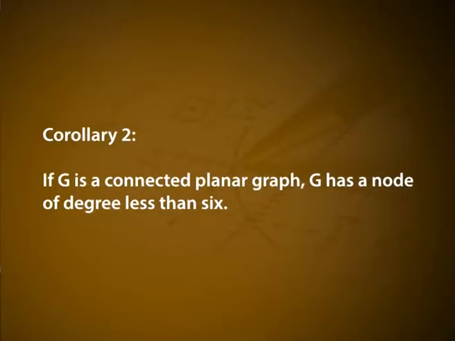If our graph G is not connected, the result still holds because we can apply our proof to each connected component individually. So, we have the next corollary. If G is a planar graph, G has a node of degree less than 6. When all the cycles in our graph have at least 4 nodes, we can get a tighter relationship between the number of nodes and edges.